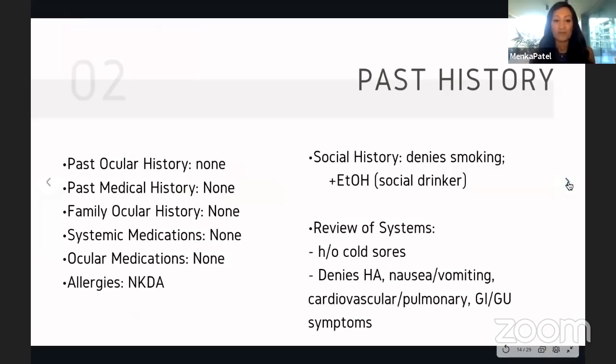His past medical history is pretty benign, but the only thing I did ask him specifically is, does he have a history of cold sores?